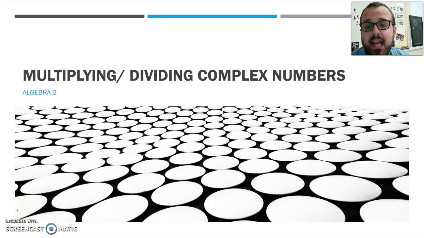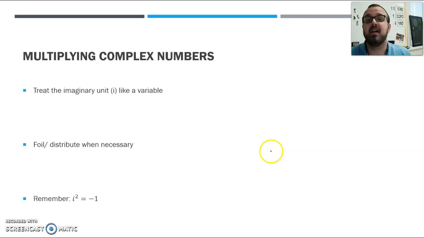Hello, ladies and gentlemen. Today we're going to be talking about how to multiply and divide complex numbers. So, the first thing we're going to get to is how do we multiply complex numbers. Basically, when you go to do this, there's a couple things you want to keep in mind. Number one, you're going to treat i like it's a variable. If you think of it as a variable, this becomes a lot easier process.